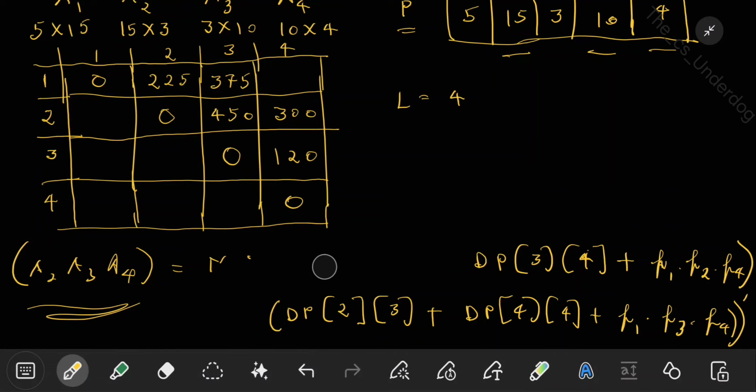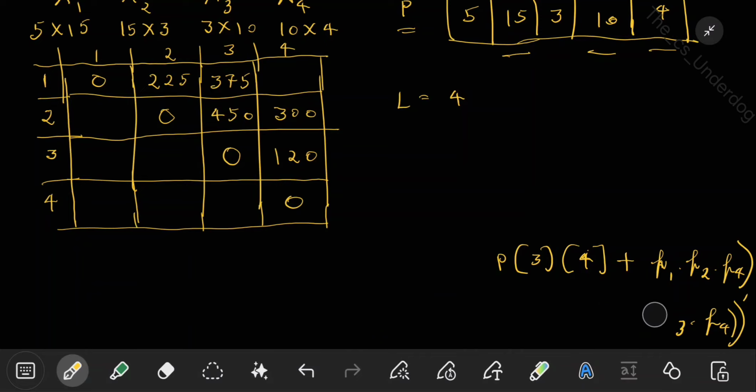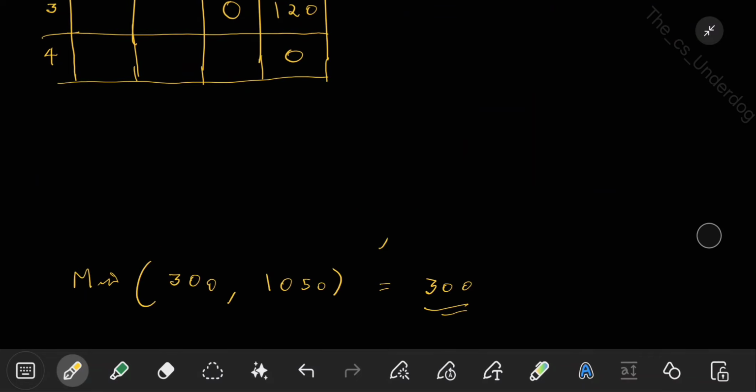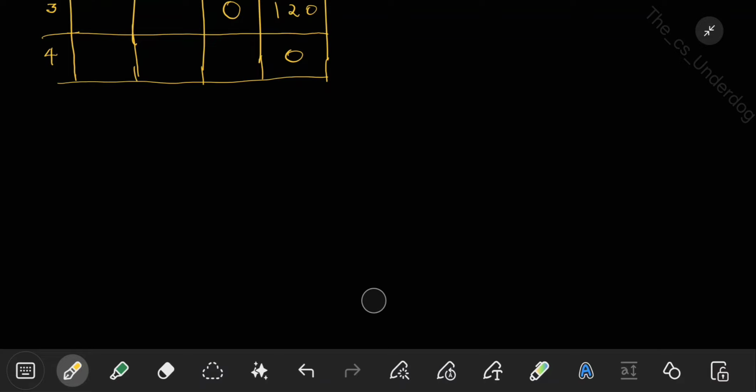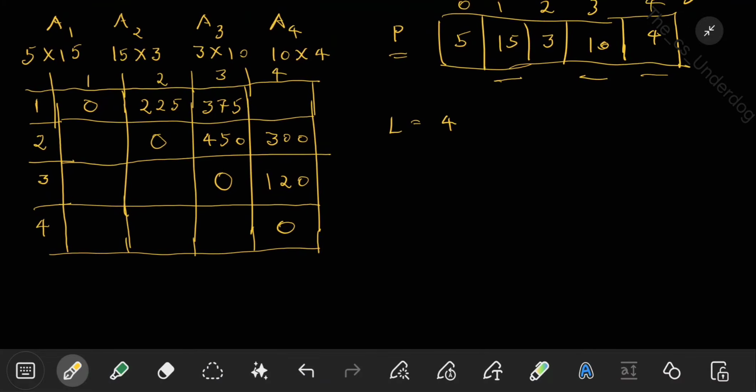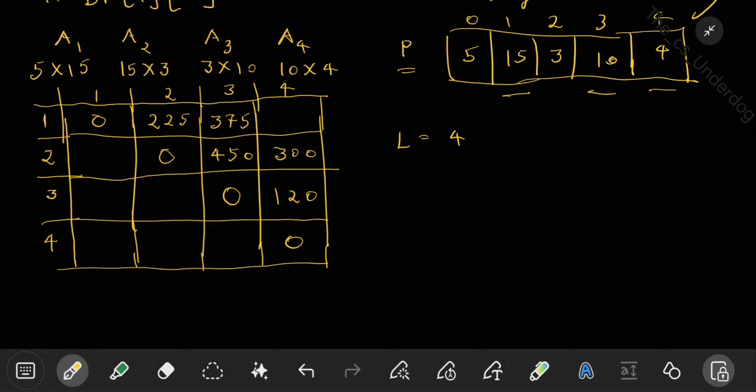Let me erase these things off. Okay, so now we'll take the final case. Be careful here. Final case, we are having 4 matrices. So what are the possible splits? When you have 4 matrices, then splits are 1, 2, 3. 3 possible splits, or the values of k are possible.